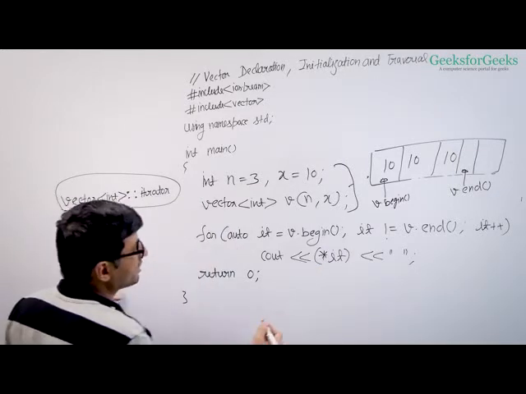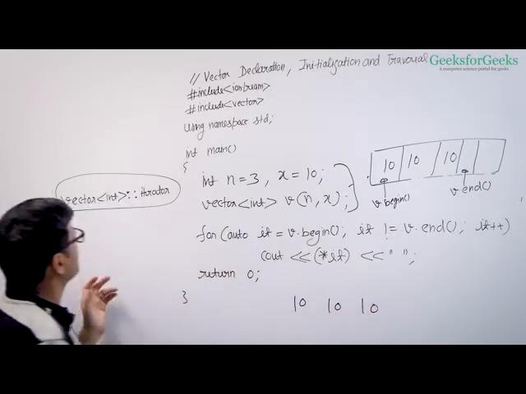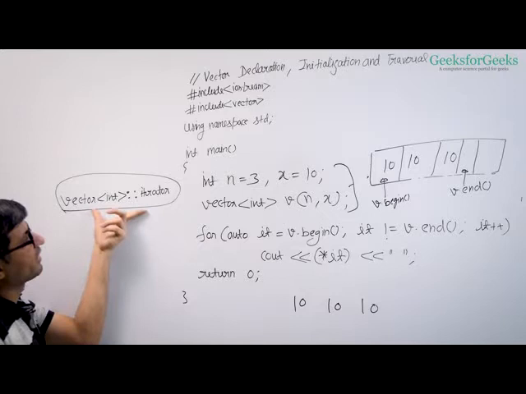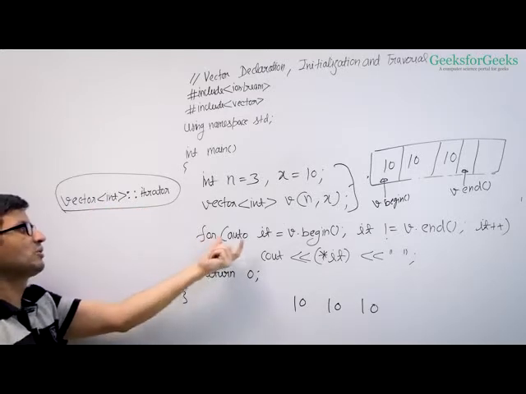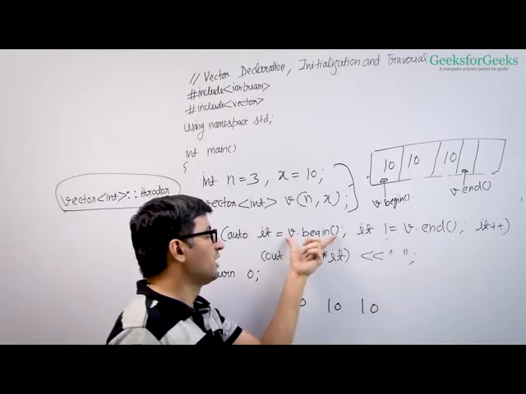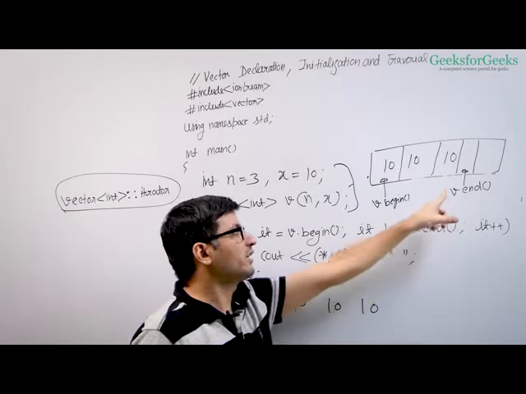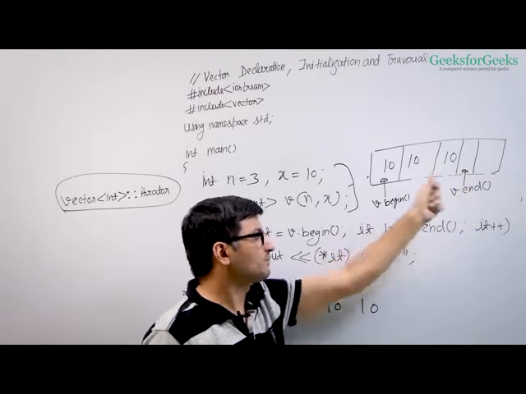So what is the output of this program? It's 10, 10 and 10. So we have learned that there is an iterator of this type. We can use auto to avoid typing this much. The v.begin function we learned returns the address of the first element. v.end returns the element after the end.